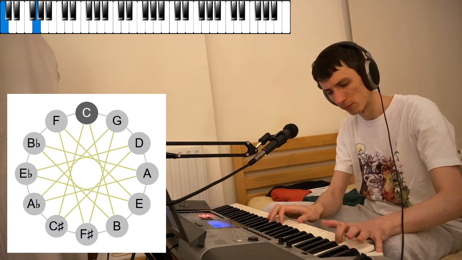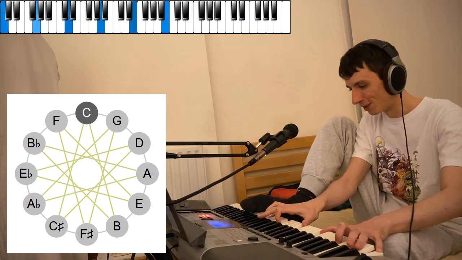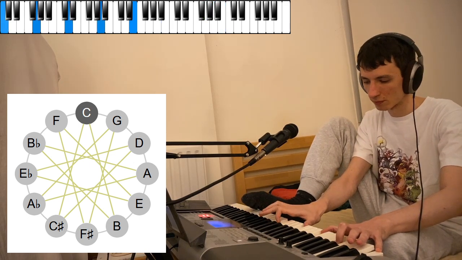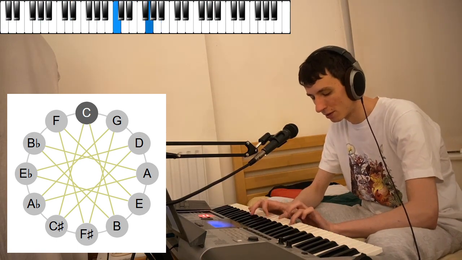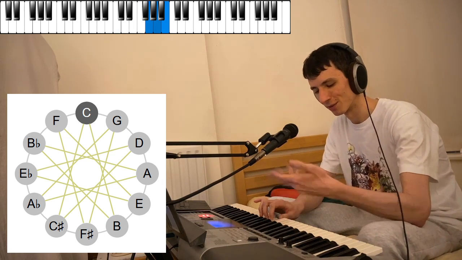Where is it? Sorry. I'm not actually singing them, but yeah, basically these notes, which is the same as saying, I keep messing it up because of my thumb.